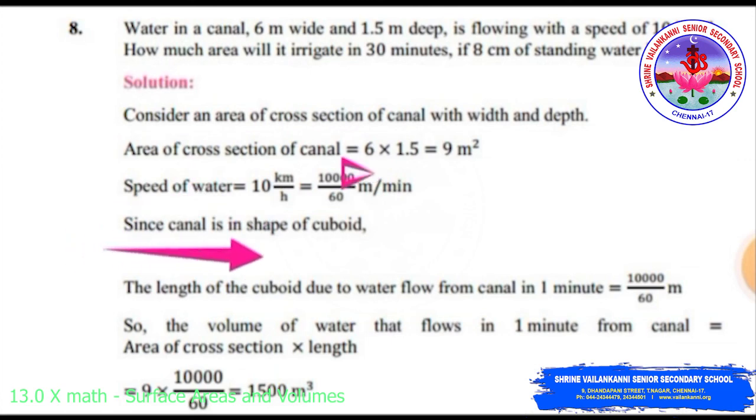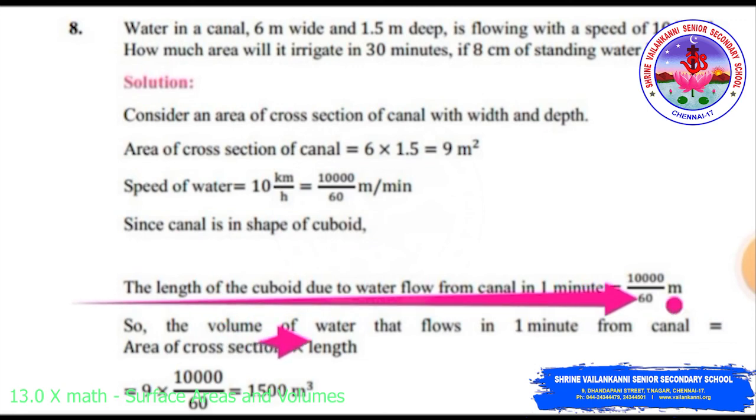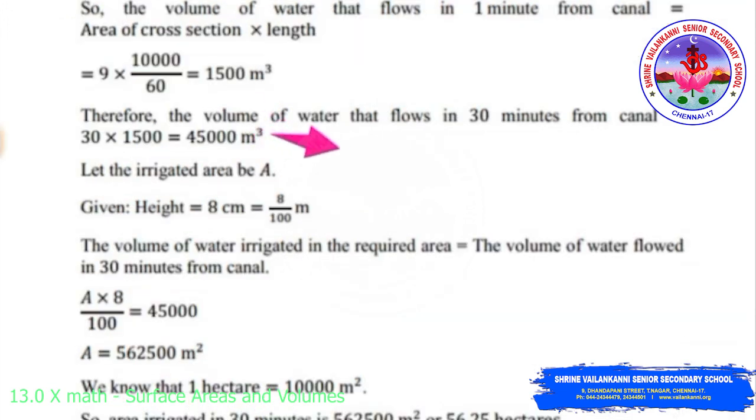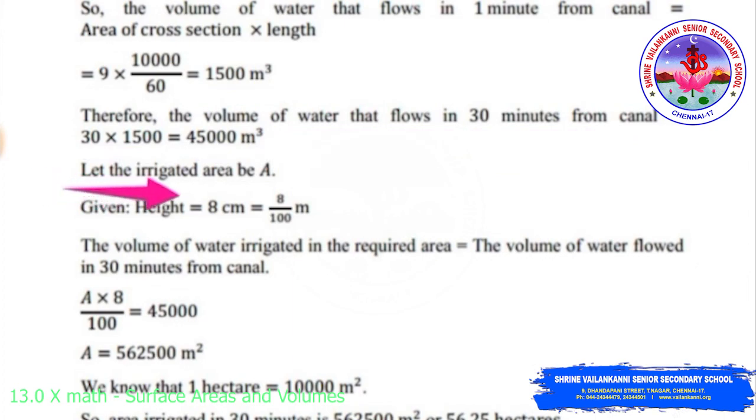Since the canal is in the shape of a cuboid, the length of the cuboid due to the flow of water in the canal per minute will be 10,000 divided by 60 meter. So the volume of the water that flows in 1 minute from the canal, l into b into h, is equal to 9 into 10,000 divided by 60. Further simplifying, I will be getting 1500 meter cube. Therefore, the volume of the water that flows in 30 minutes in the canal is 30 into 1500, which is equal to 45,000 meter cube.